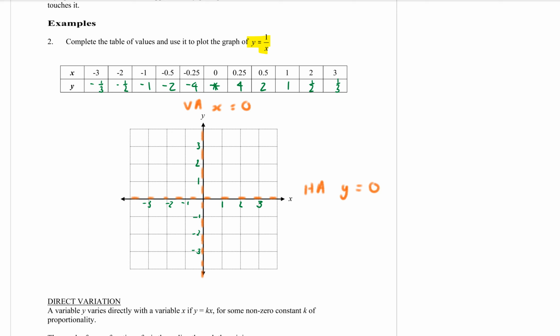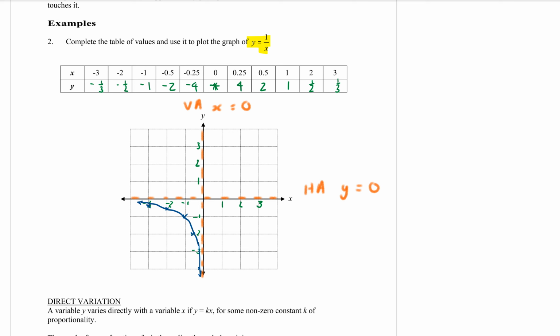Plotting my points. At -3, I'm at minus a third. -2 is minus a half. -1 is, whoops, I should be in the minus side. Thank you. Minus 1, minus a half is -2, minus a quarter is -4. Then we've reached our asymptote. That's what we call a discontinuous point. Then we jump over to the other side.